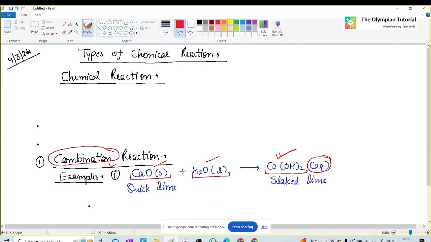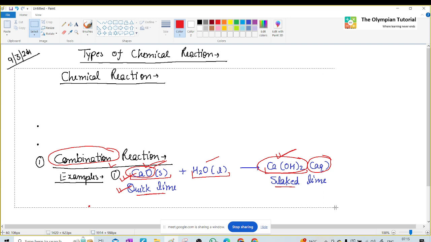You should learn the common name of this one, like calcium oxide is quicklime. Somewhere it is written as quicklime, so we should know that it is calcium oxide. Quick means a short name, that is calcium oxide, and this one is slaked lime, Ca(OH)2. After that, one line I already told you: calcium oxide and water combine to form a single product, calcium hydroxide. Are you completely okay with it? Yes, ma'am. So this is a combination reaction and we have done one example of combination reaction.